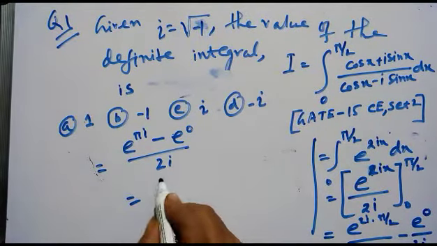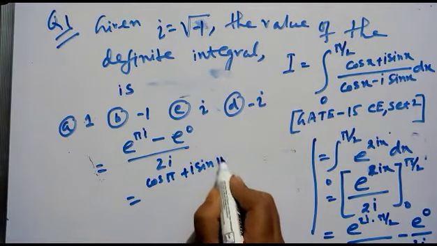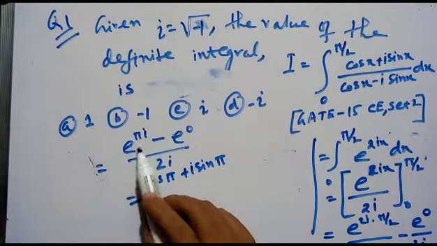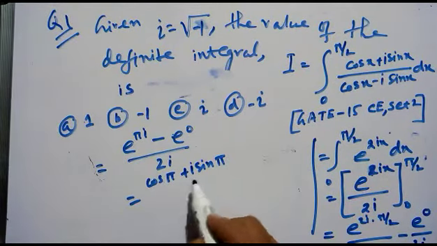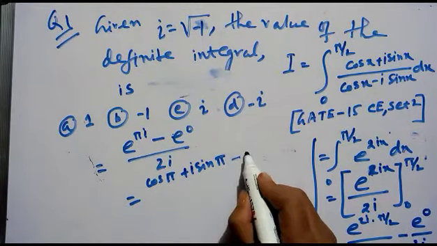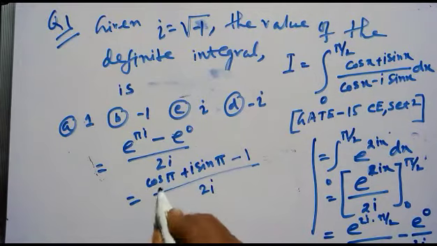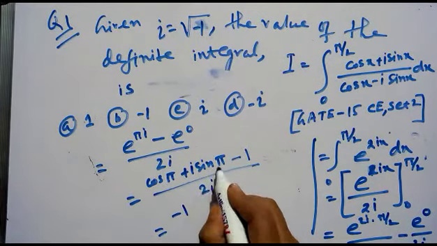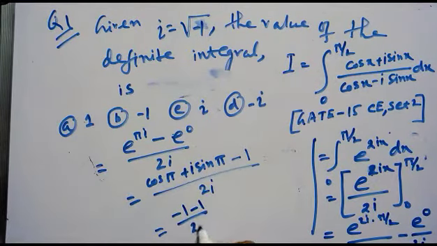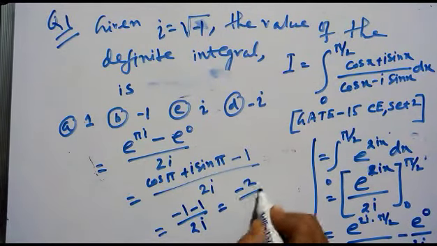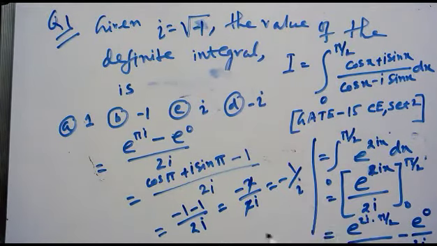e to the power pi i means cos pi plus i sin pi, as previously I wrote that e to the power i theta equals cos theta plus i sin theta. So with theta replaced by pi, we get cos pi plus i sin pi minus e to the power 0. Anything to the power 0 is 1, so minus 1 by 2i. Clear? Cos pi means minus 1. Sin pi is 0, so i into 0 means 0. And minus 1 by 2i means minus 2 by 2i. The 2s cancel, so it is minus 1 by i.